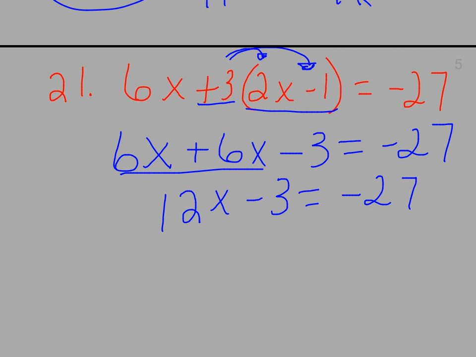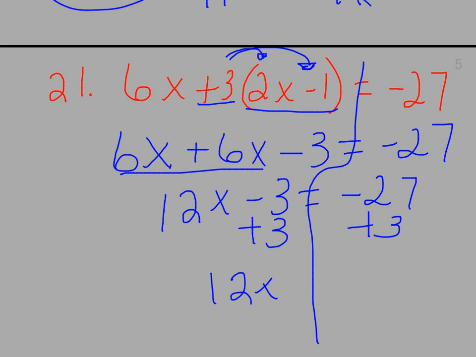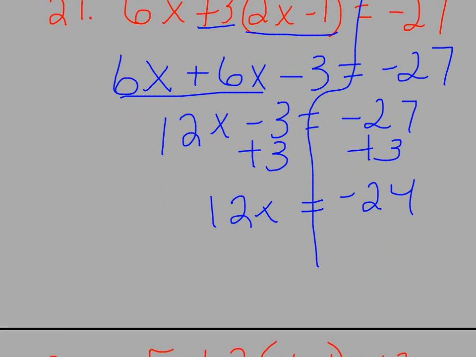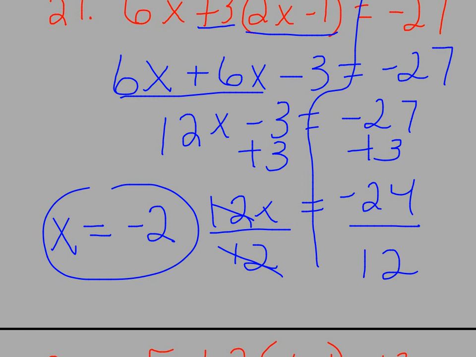Now I'll go ahead and draw my line, kind of a crooked line, or it's not a line, it's a curve. I have 12x equals negative 24. Now I want to divide by 12 to get my x alone, and I have x equals negative 2. So there you go.